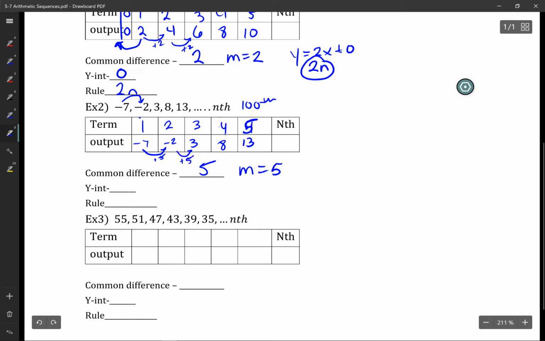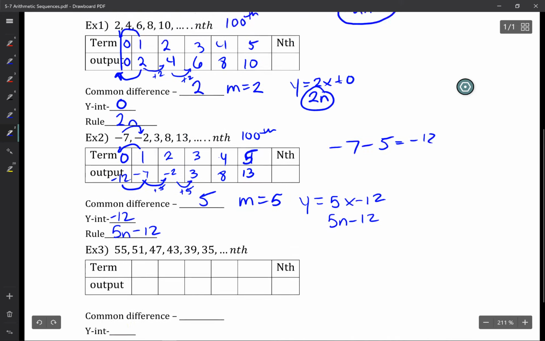Work it backwards 1. If it's plus 5 this way, it's minus 5 that way. So don't think it's negative 2. It's negative 7 minus 5, which is negative 12. So the y-intercept is negative 12. So the equation is y equals 5x minus 12, or another way of saying that is 5n minus 12. So the rule is 5n minus 12.